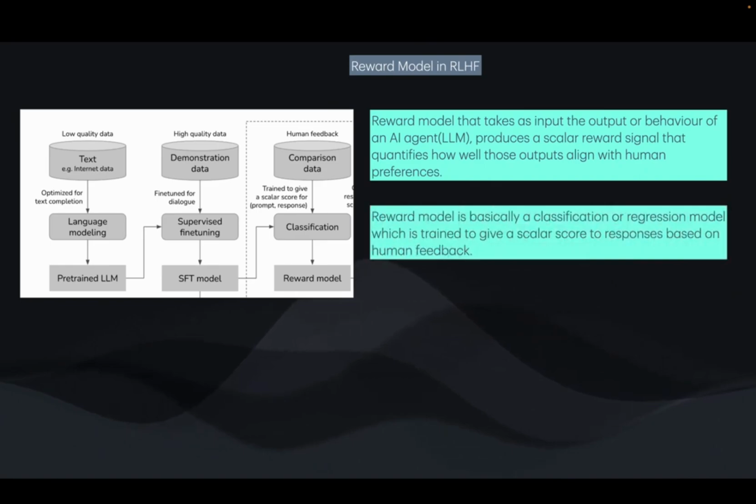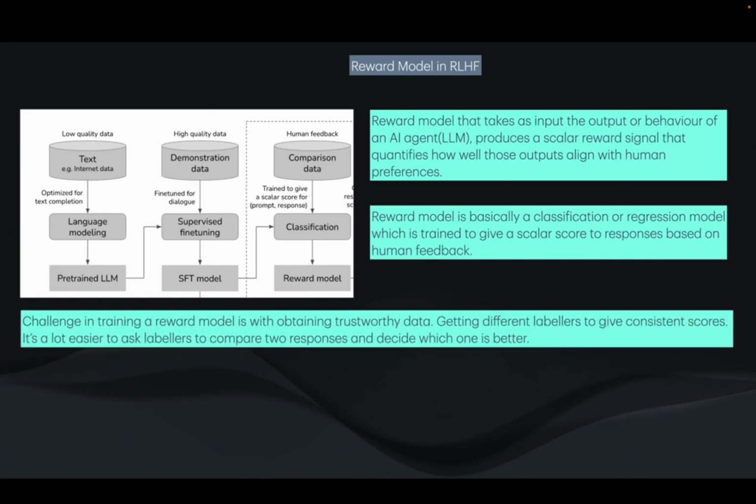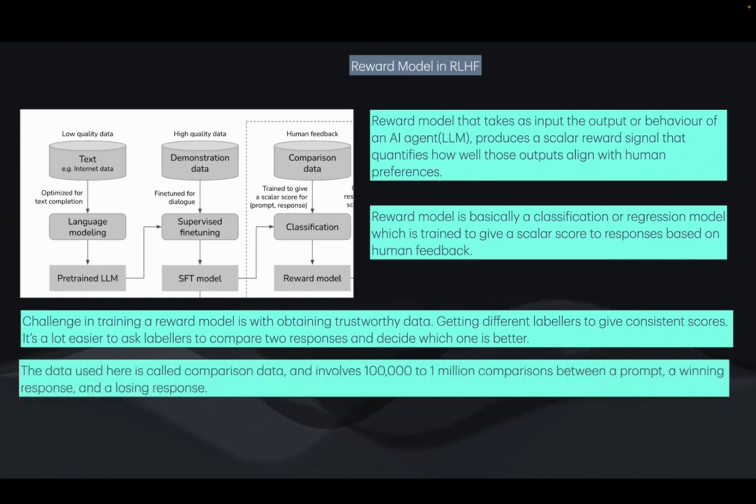So let's try to understand what this reward model is. The reward model is basically a classification or regression model trained to give a scalar score to responses based on human feedback. We deploy human labelers who get the prompt and the response from the SFT model and try to score those outputs. We could straight away ask the labelers to give a score between 0 and 10 based on a certain alignment criterion, but that score may not be consistent across different labelers. Each human being has a different thought process, so they may not give consistent scores. So instead of giving scores, we ask the labelers to compare two responses and decide which one is better.